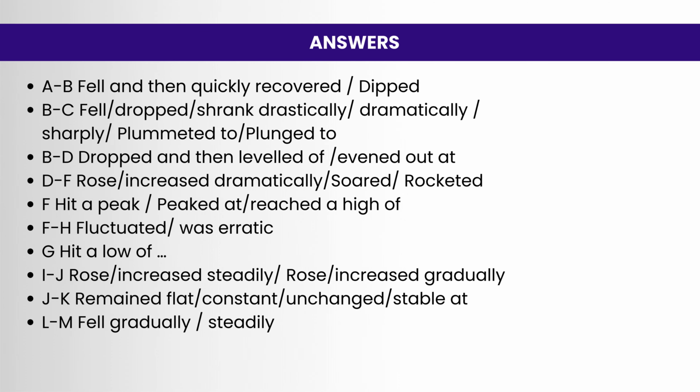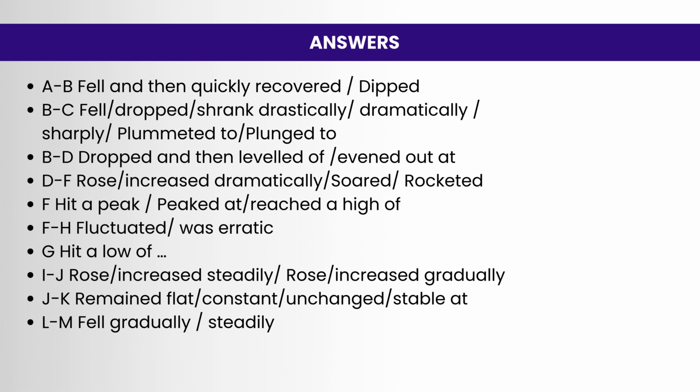Answers. A to B. Fell and then quickly recovered, dipped. B to C. Fell, dropped, shrank drastically, dramatically, sharply, plummeted to, plunged to. D to D. Dropped and then leveled off, evened out at. D to F. Rose, increased dramatically, soared, rocketed. F. Hit a peak, peaked at, reached a high of.